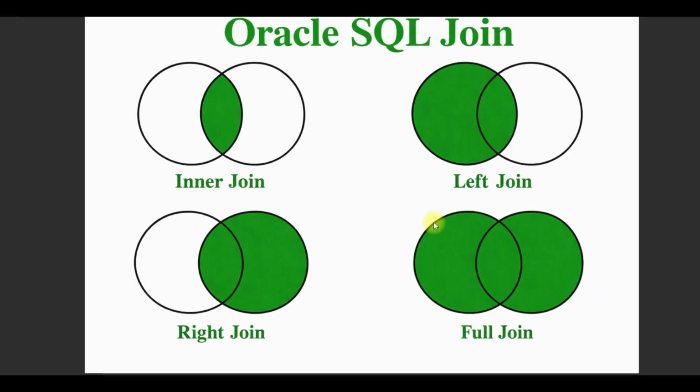Now what is a left join? A left join returns all rows from the left table and matched rows from the right table. So it brings all the rows from the left table and matched rows from the right table. That is called a left join. Let us see our example.